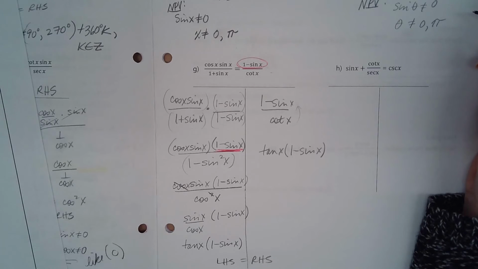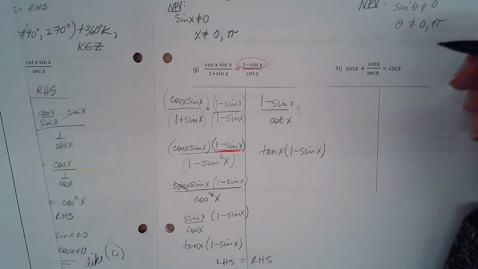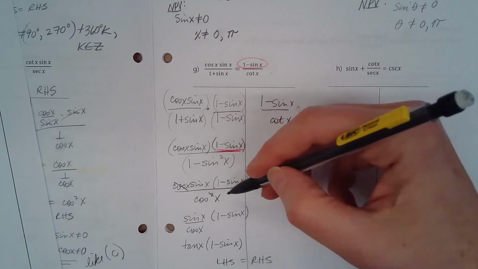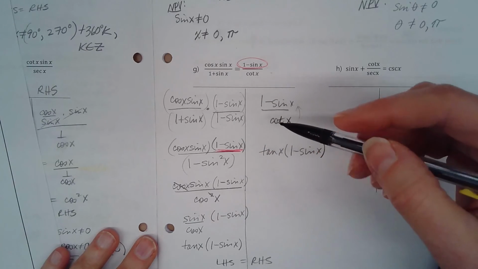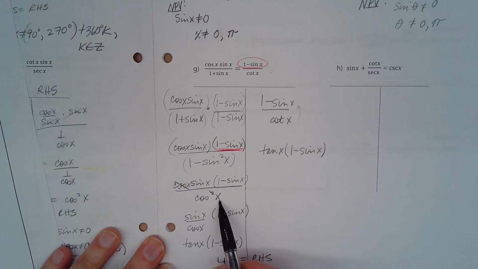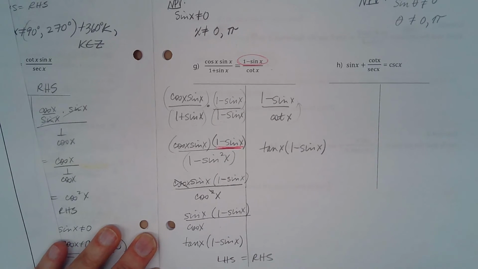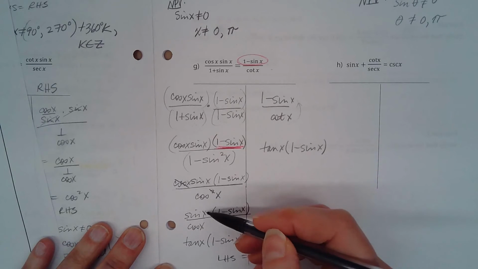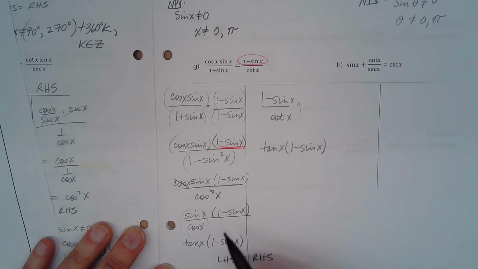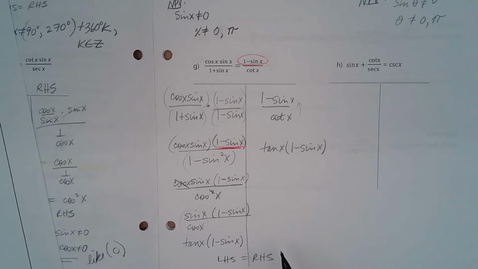Sorry? 1, 2, 3 here. Yeah, everything's over cos squared. I could do this too. But what I chose to do, this is being multiplied, right? Because it's multiplication, it's not addition. It's multiplication.